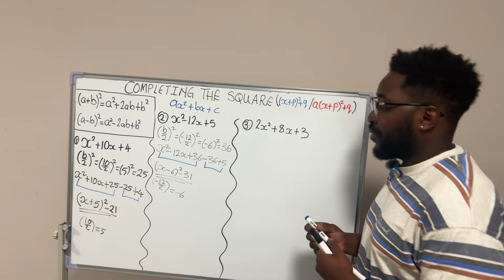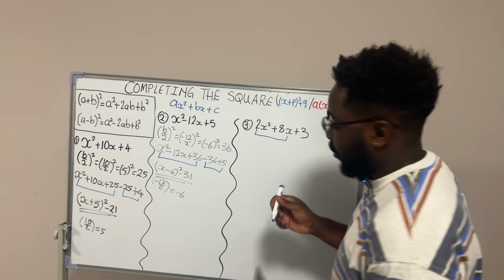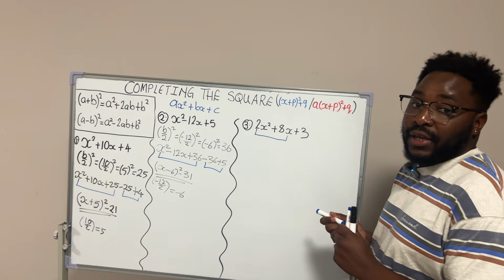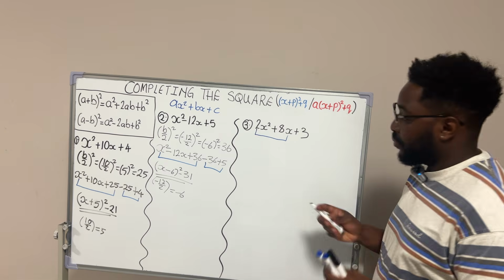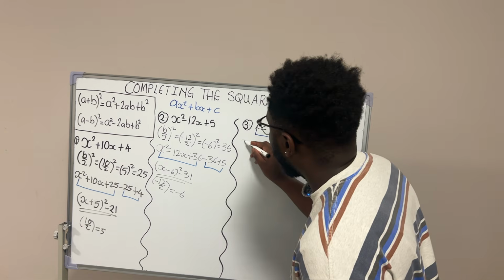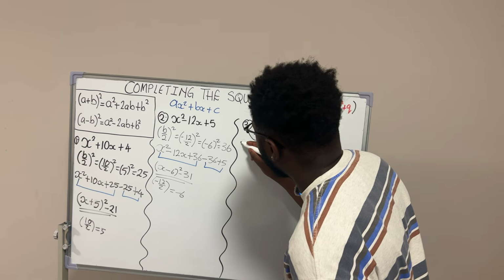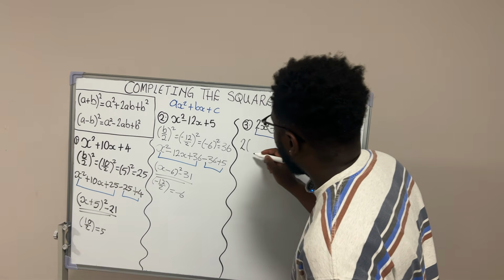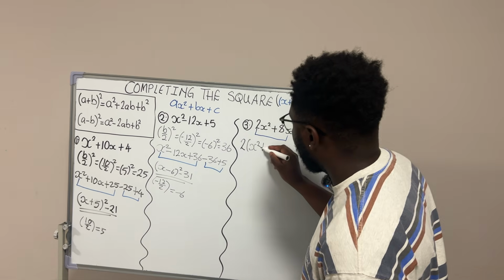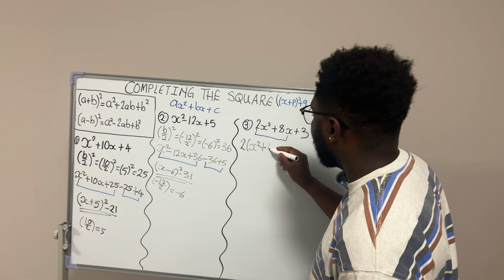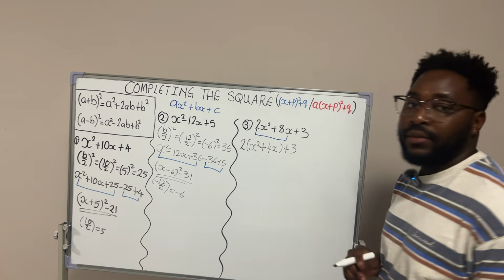Now, I would advise you guys factoring it out in these two terms over here. Okay, so let's do that. So let's factor out the 2. We take out the 2. What are we going to remain with? We shall remain with x squared plus 2 into 8, that's 4, x plus 3.